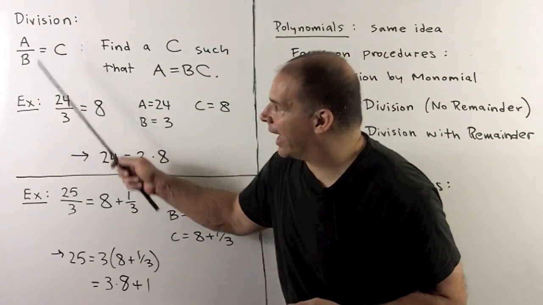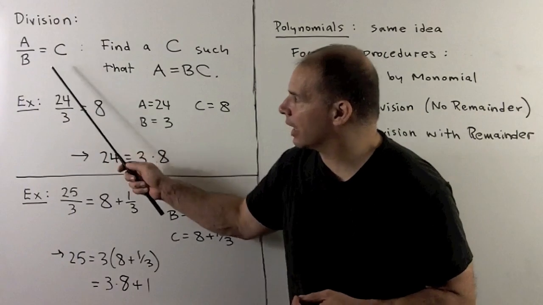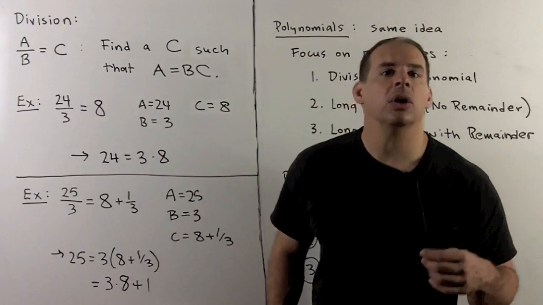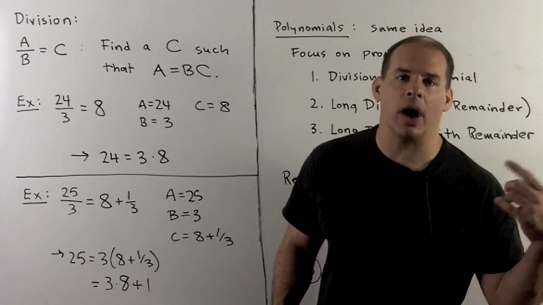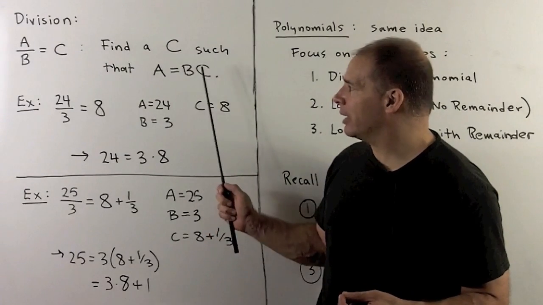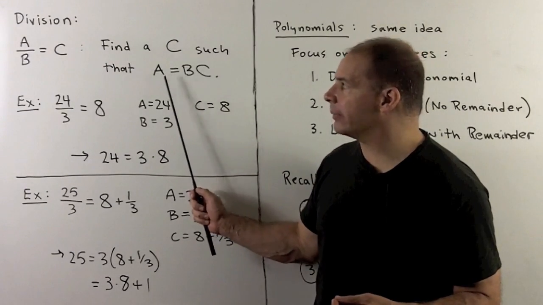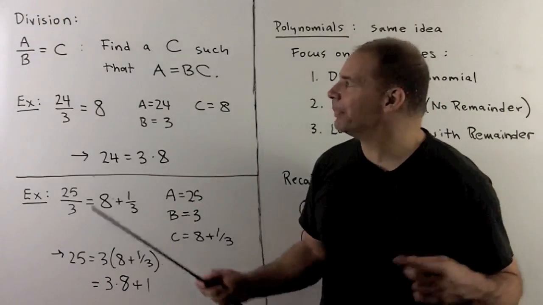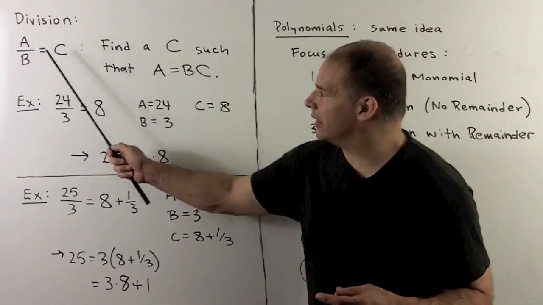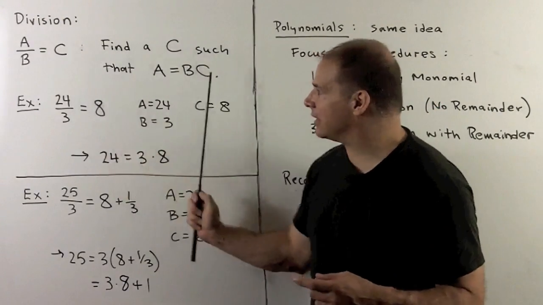If I have quantity A divided by quantity B, we call the answer C. What we're doing here is trying to find quantity C such that if I take B times C, we get A. So abstractly, this is all you need to know about division. These two statements say exactly the same thing.